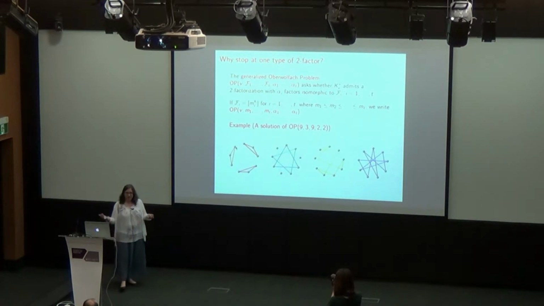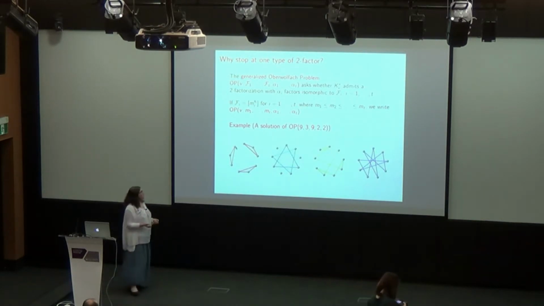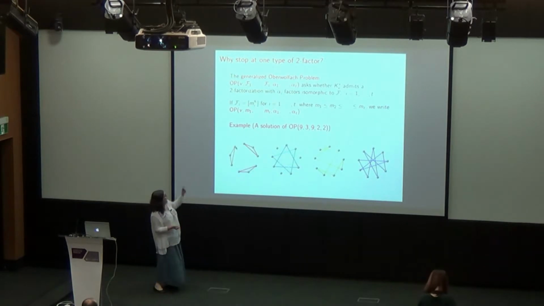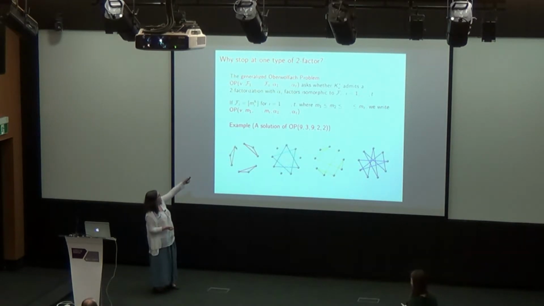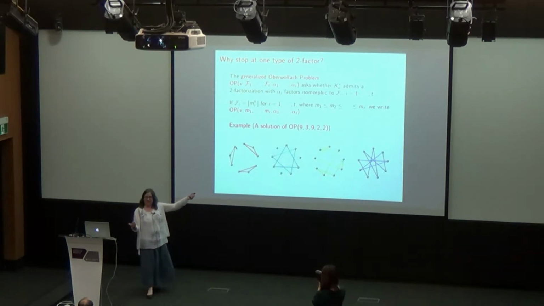So I'm going to generalize this problem, however. Why consider only one type of two-factor? So the generalized Oberwolfach problem says we now have, say, t different two-factors, and I'm going to specify in my two-factorization of Kv star how many factors I want of each type.